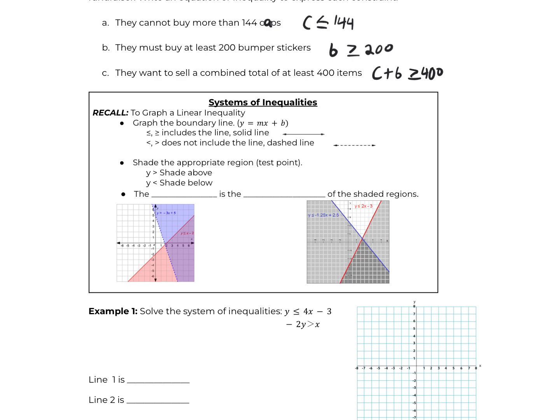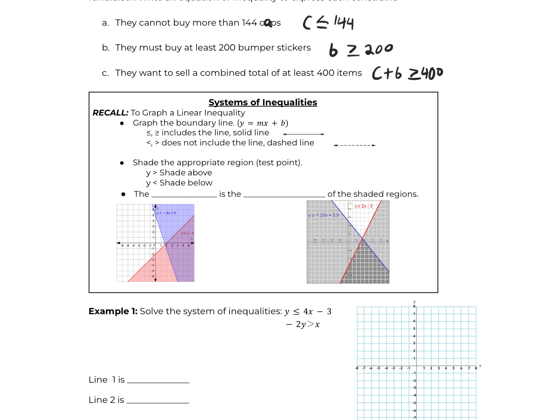Then we're going to shade the appropriate region. You can always use a test point. 0, 0 is usually the easiest one to use unless the line goes through 0, 0. If the test point is true, then you will shade that region. If it's not a true statement after you run the test point through, then you shade the other region. Also, just a hack: if you are doing linear inequalities and it says y is greater than, you can shade above. If it says y is less than, you can shade below.